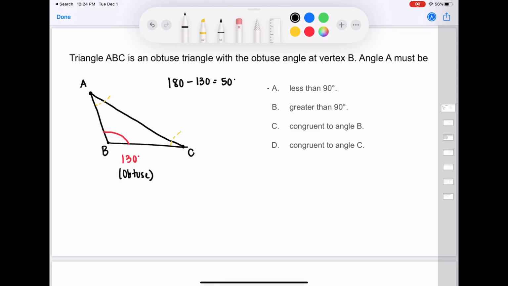Greater than 90 degrees. Well, as we just discussed, if angle A was greater than 90 degrees in the example shown here, we would go over the 180 degree interior angle limit, and so that cannot be an answer. Congruent to angle B. Well, if it's congruent to angle B, in this example, we'd have 130 plus 130, and that would give us over 180, so that can't be an answer choice. Congruent to angle C. Angle A could in fact be congruent to angle C, but it's not required to be congruent to angle C. And it is for that reason that that is not an answer choice.